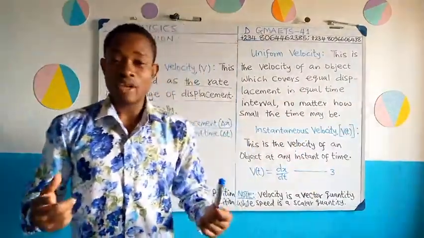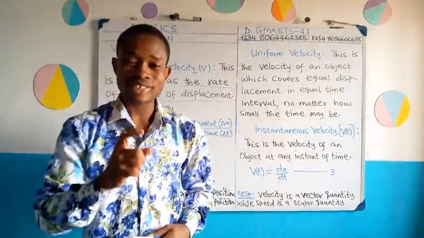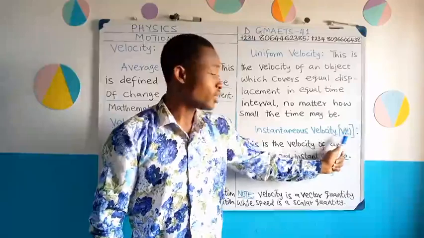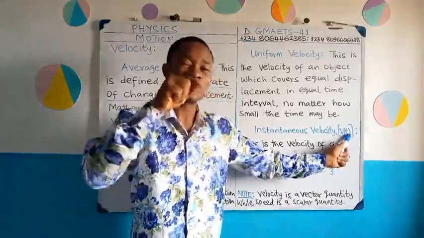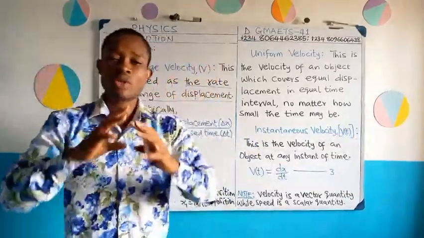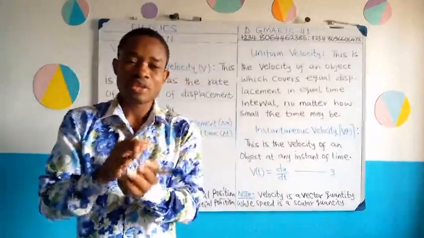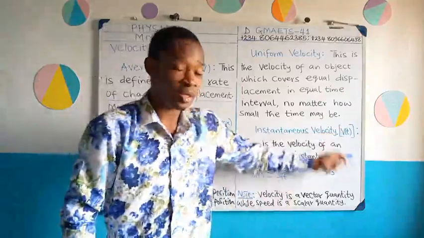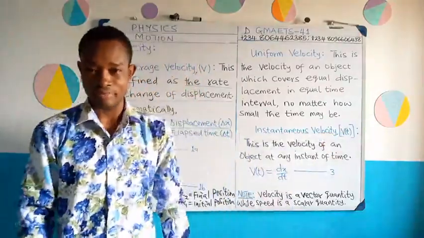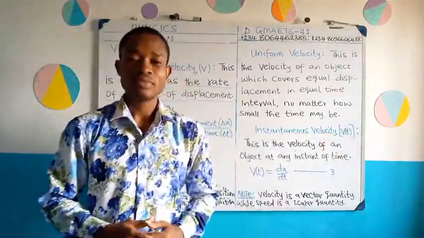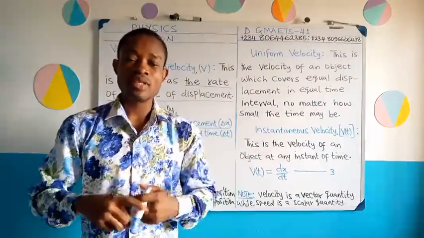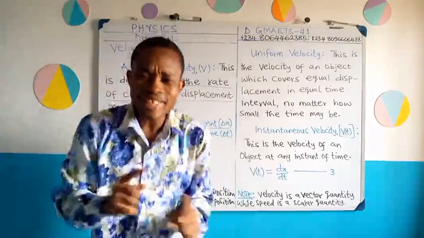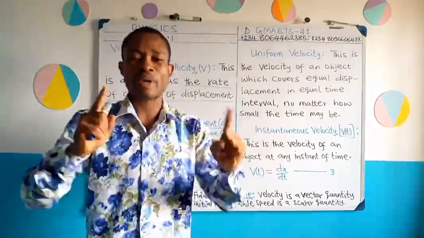The next velocity we are going to define is instantaneous velocity. We use V bracket T for it. What this means is velocity that depends on time. Whenever you are talking about motion and you need the details of motion at any particular time, the velocity we use there is instantaneous velocity. Definition: instantaneous velocity is defined as the velocity of an object at any instant of time, at any particular time.